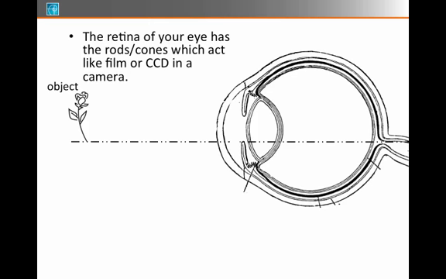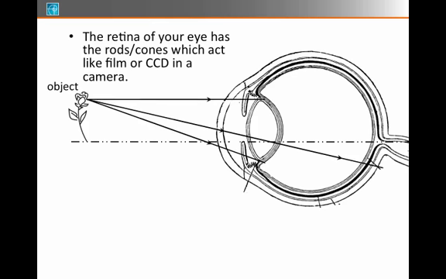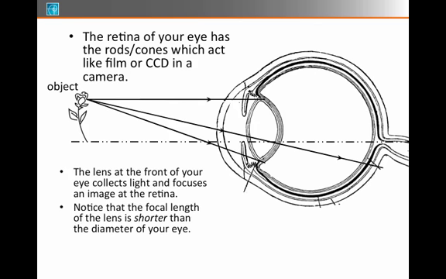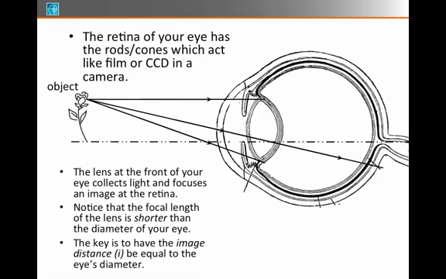So when you have an object sitting out in front of your eye, casting rays in a number of different directions, you have a lens at the front of your eye that's collecting that light and focusing an image back at the retina. Notice that the focal length of this lens will be shorter than the diameter of your eye because what we're trying to do in the case of the eye is create the image distance, the distance between the lens and the retina, that matches the diameter of your eye. The key is to have the image distance be equal to that eye diameter.